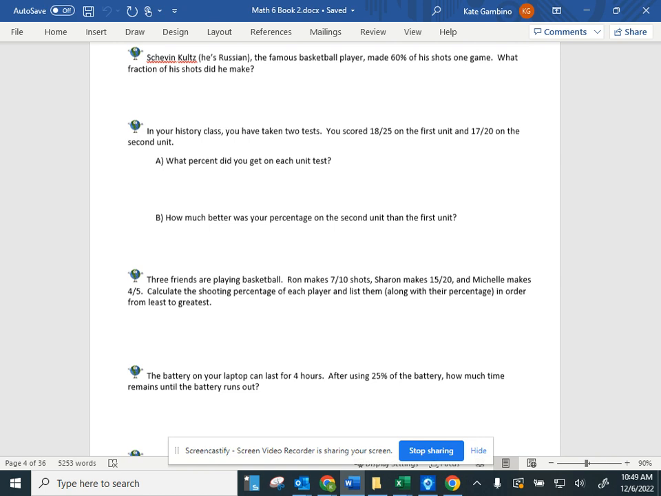Shevin Koltz, a famous Russian basketball player, made 60% of his shots one game. What fraction of his shots did he make? My question is asking for a fraction, and the information they gave me was a percent. What do I have to do? Think about the math we just learned. How do I go from a percent to a fraction? 60 over 100. 60% would be 60 over 100. Am I done? No. Why not?